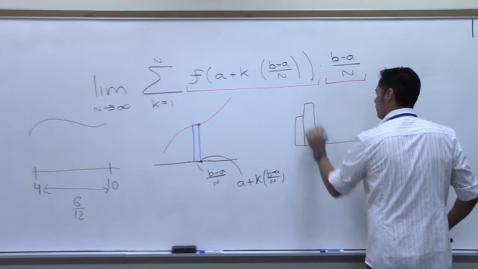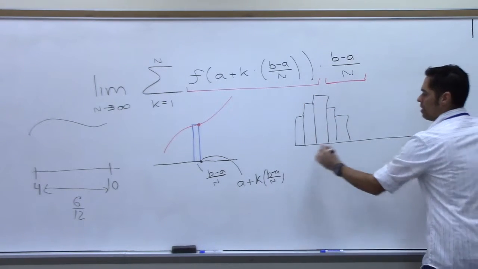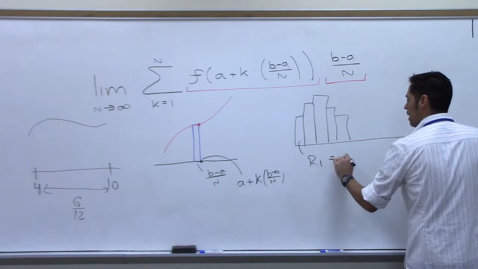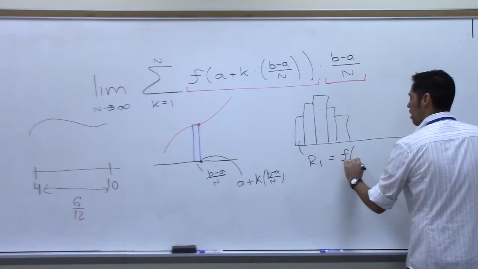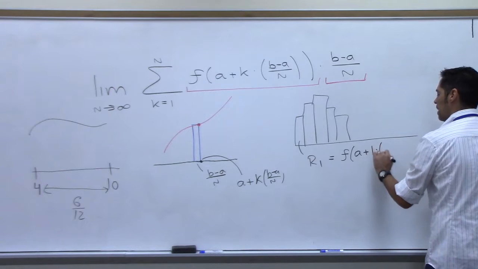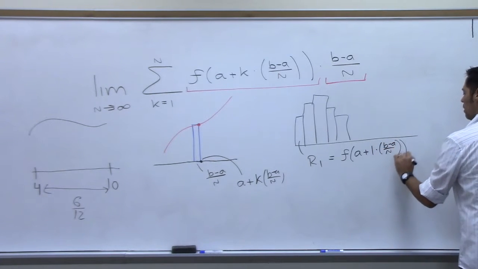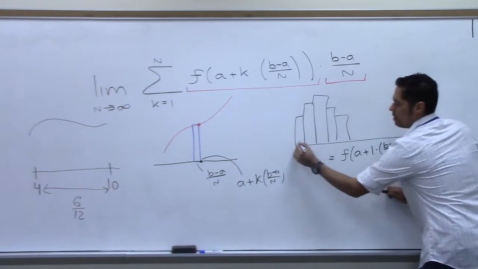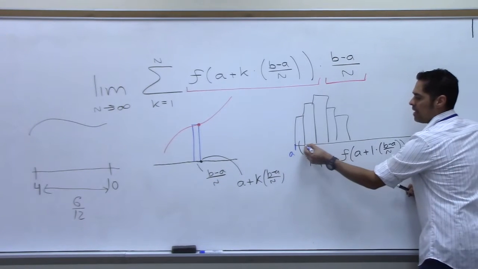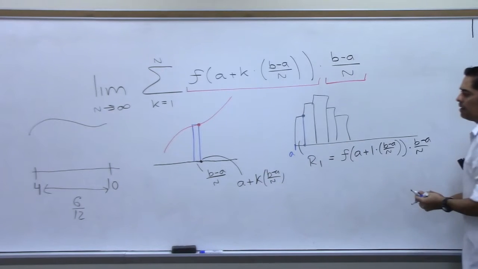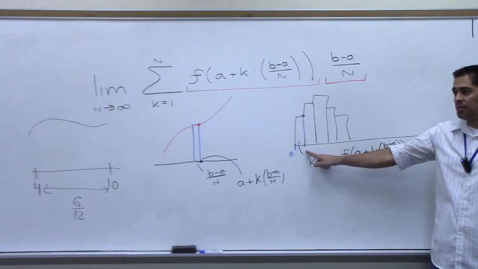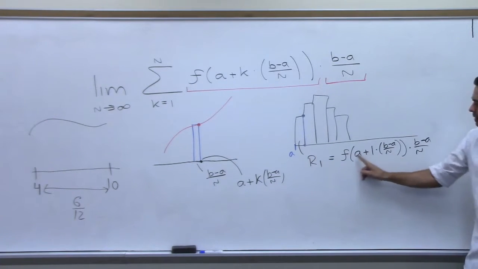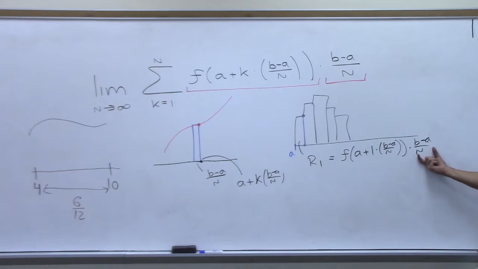I have these rectangles, right? We have n of them. I don't know what they're doing, right? There it is. This first rectangle, rectangle 1, what would its area be? Well, it would be f of a plus one of those b minus a over n's, times b minus a over n. So let's see if you agree with me on this. Here's a, right? I'm going to take this point, go up to here. That point right there was a plus b minus a over n, wasn't it? One of those jumps. So that's that right endpoint plugged in to the function, and then this is the width. Yeah? That's rectangle 1.